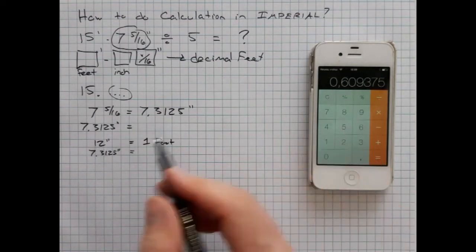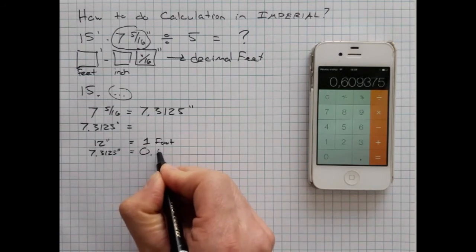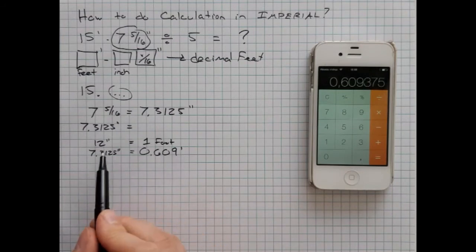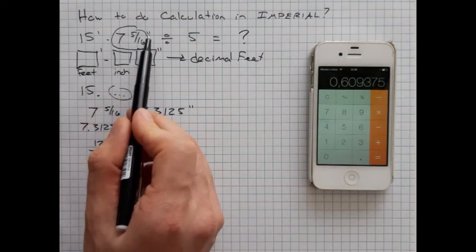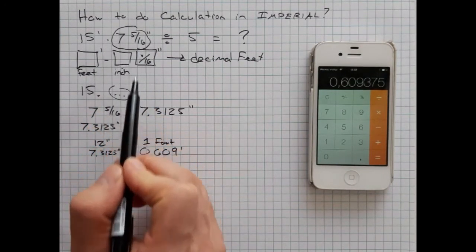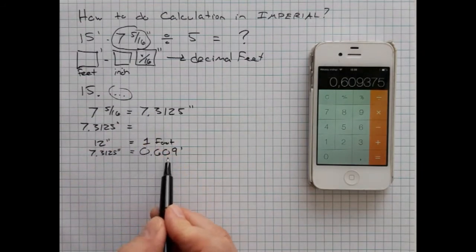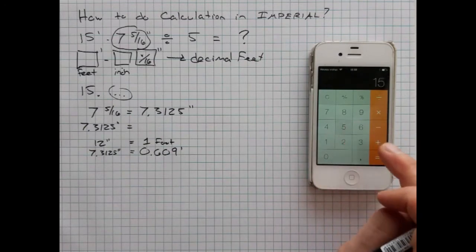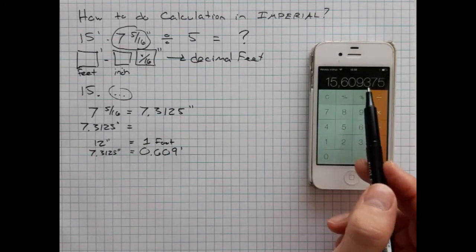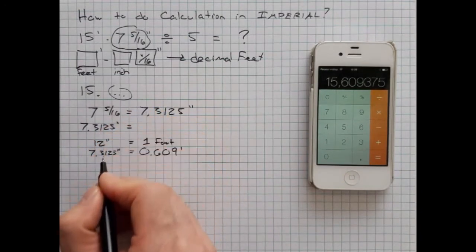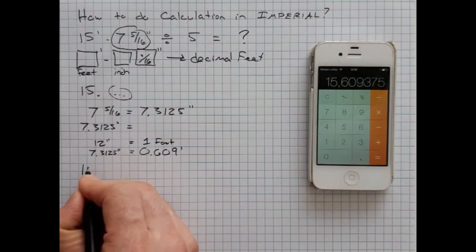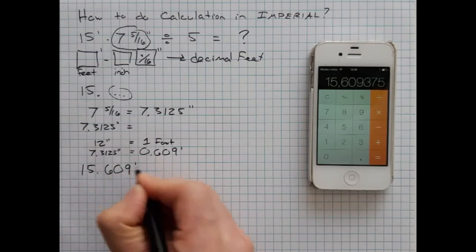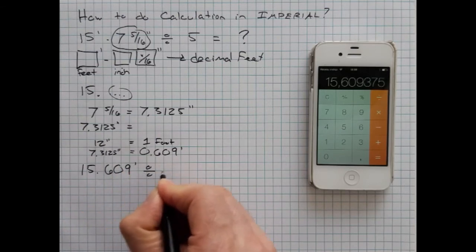So by dividing by 12, I end up with 0.609 feet. Okay, so now I have converted this amount of inch and fraction of an inch into a decimal of a foot. I have 15 full feet, so I'm going to add those to the number I have on my calculator right now. So I have my answer: 15.609 feet that I want to divide by 5.